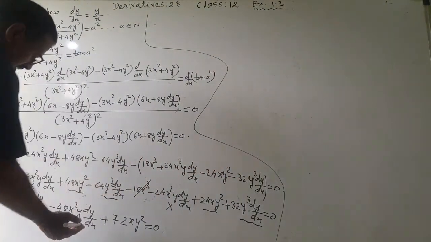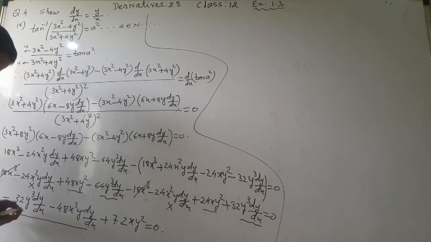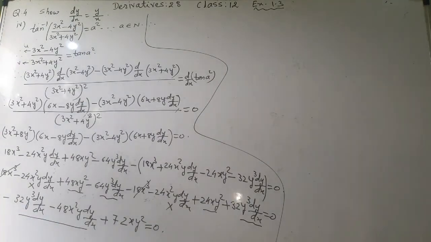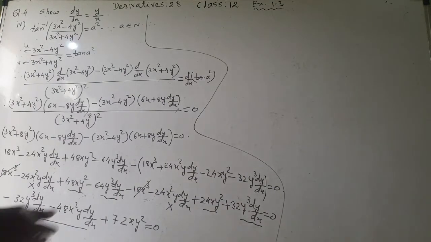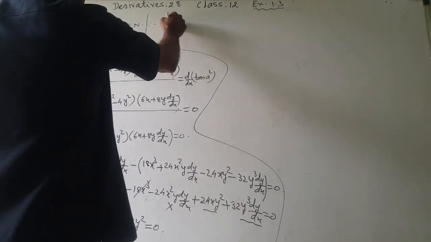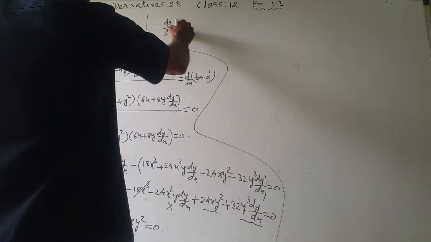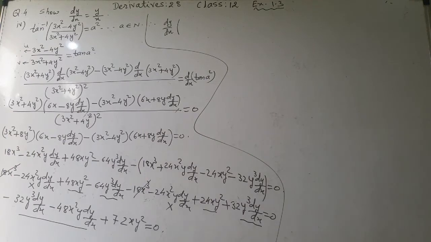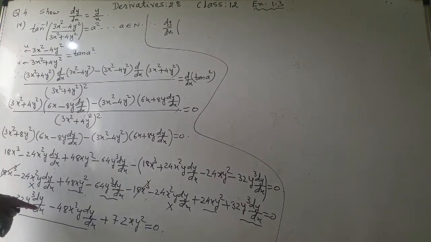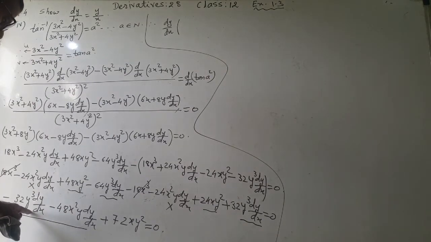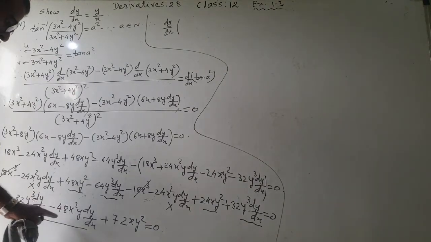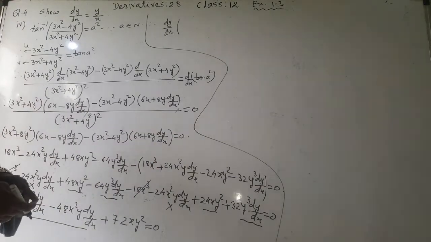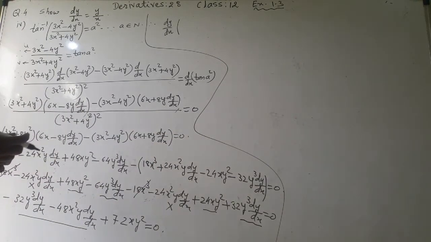So from this dy by dx, I can take something common. And what will be the answer, that I will try to find. So dy by dx I am taking common, dy by dx into bracket 32 y cube minus 48 x square and into bracket dy by dx. And then shift all the things on the other side. So this is what.